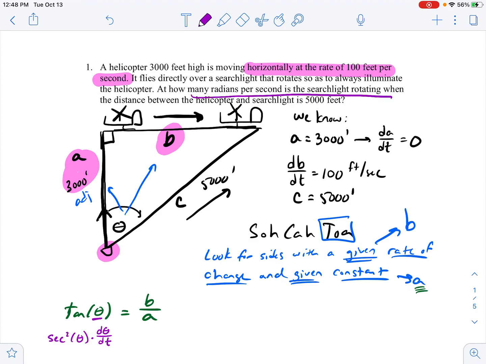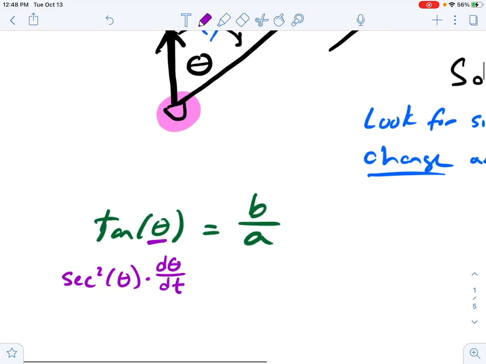Okay, but again, this is now what brings that d theta dt into the picture, and that's ultimately what we're looking for. At how many radians per second is the searchlight rotating? We want the rate of change in that angle. Okay, so that's what brings it in here.